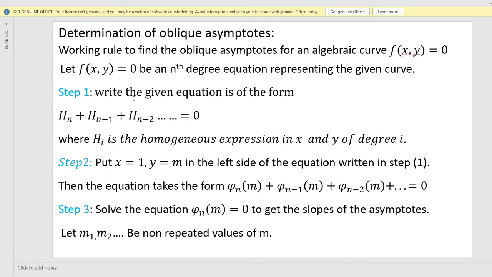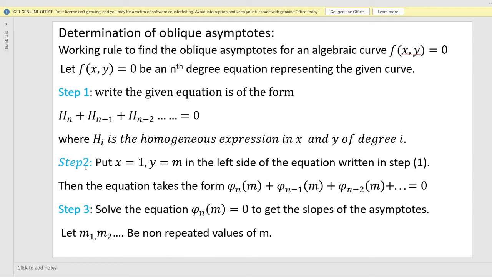First step, we have to write the given equation in the form of hn plus hn minus 1 plus hn minus 2 and so on up to h0 equal to 0. Here h1 to hn indicate the degrees. Hi is the homogeneous expression in x and y of degree i, where i is n, n minus 1, n minus 2, and so on.